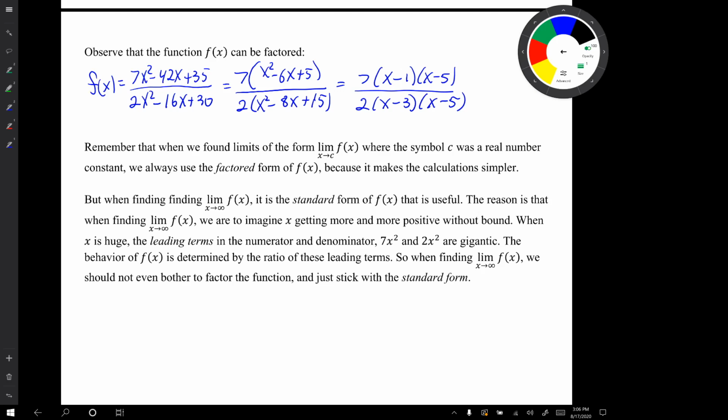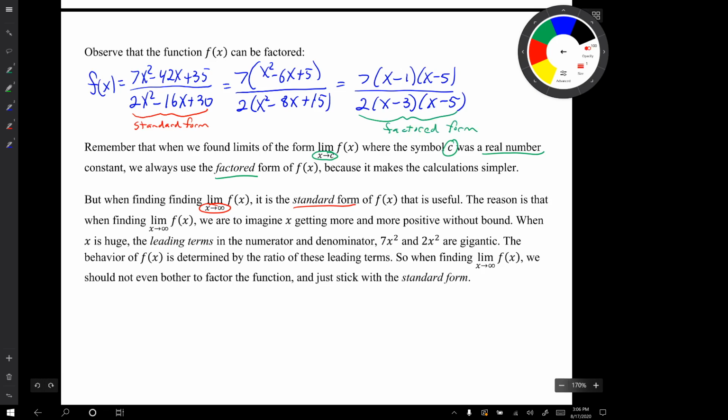Remember that when we found limits of the form, the limit as x approaches c of f of x, where the symbol c was a real number, we always used the factored form of the function f of x because it makes the calculation simpler. But it turns out that when finding the limit as x goes to infinity, it's the standard form that's more useful. So let's make a note of these. Standard form and factored form.